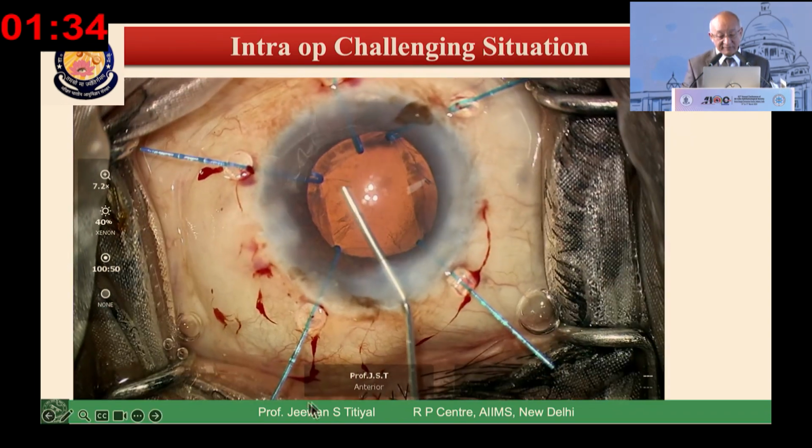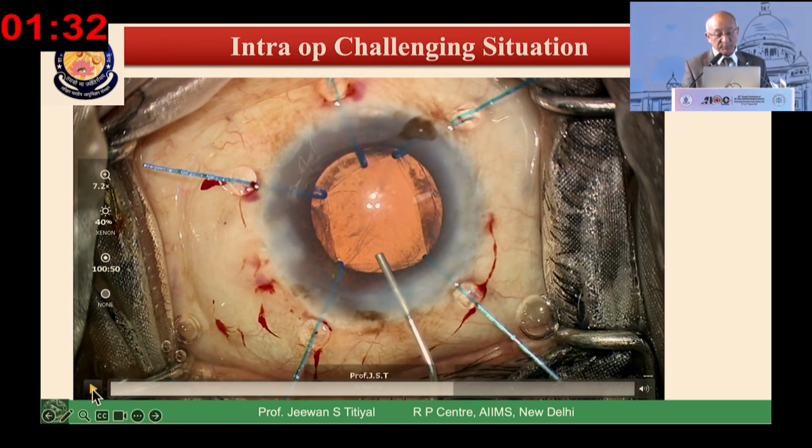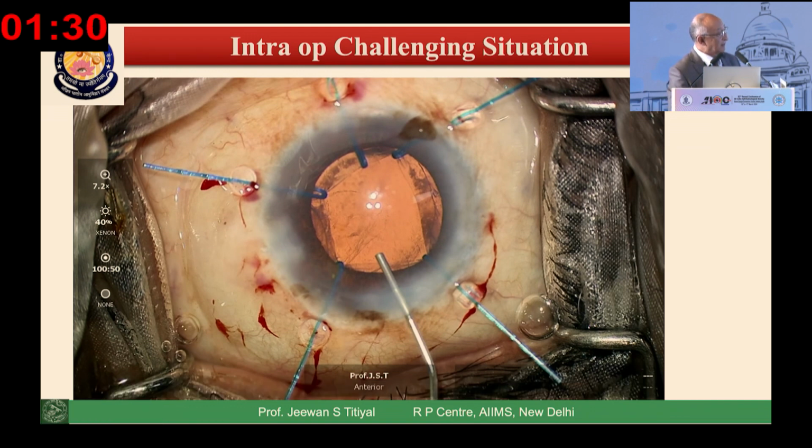So at this stage, I thought, what should I do? This is a high myopic patient, as such required the extended range of IOL. So what will be your idea, Dr. Abhay, to implant the lens? Should I implant the lens in the bag, or what should I do? Dr. Chitra.